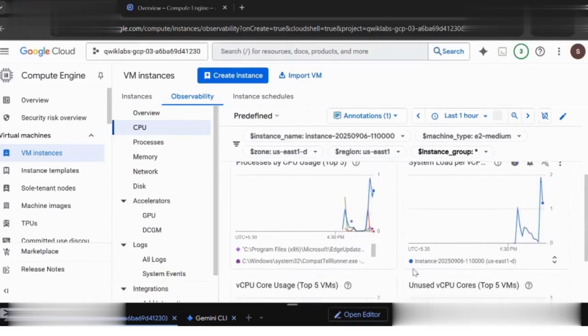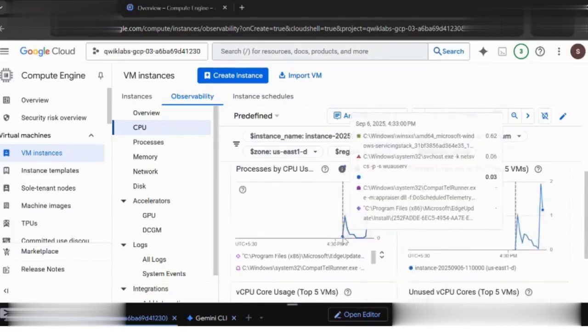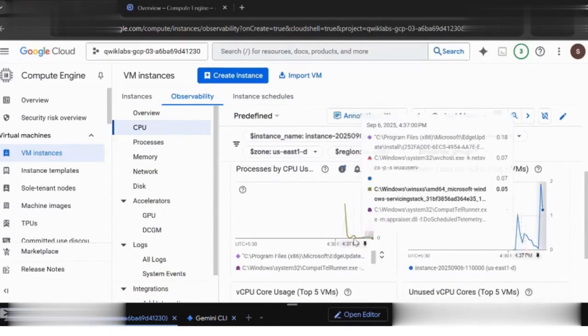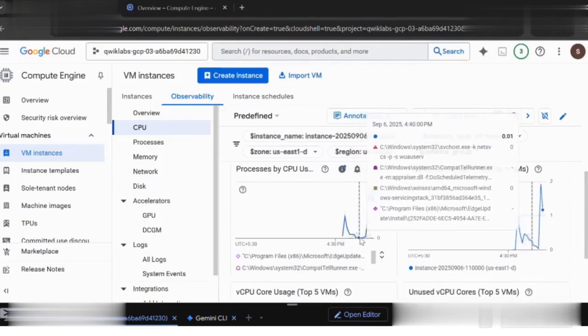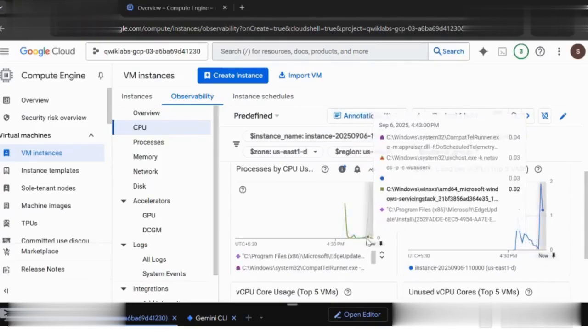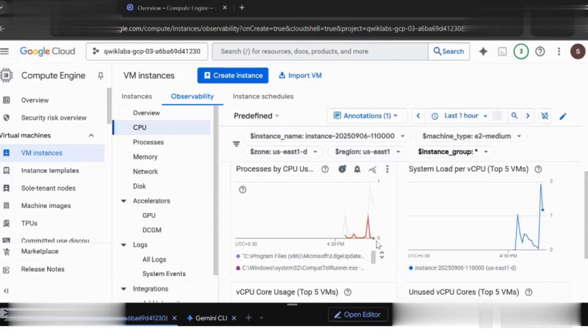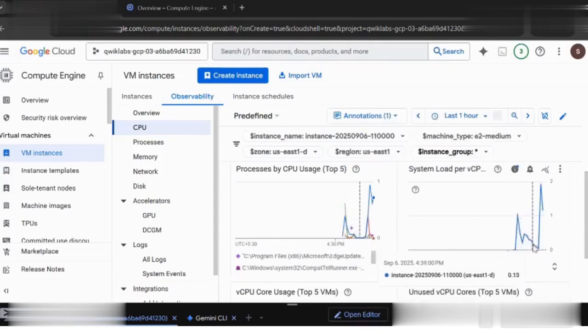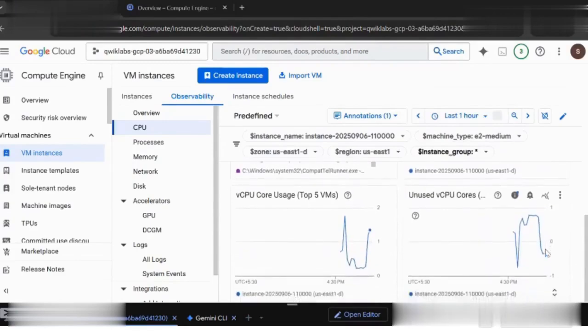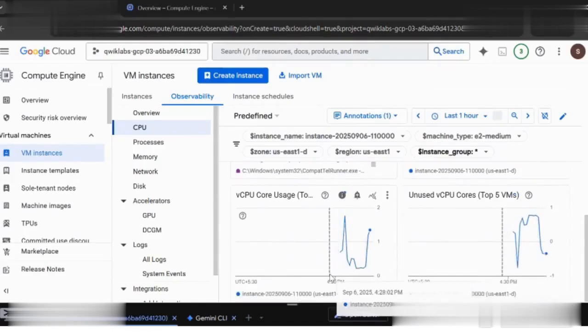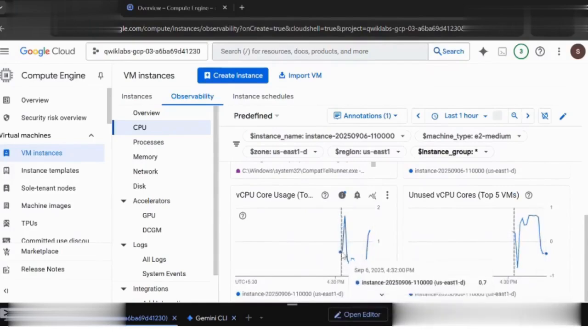Processes by CPU usage shows which processes consume the most CPU. Peaks here indicate resource-intensive tasks that could be optimized or distributed. System load per vCPU reflects overall demand on each virtual CPU. High values suggest that VMs are nearing full capacity. vCPU core usage highlights which cores are most active. Uneven usage may indicate imbalanced workloads.